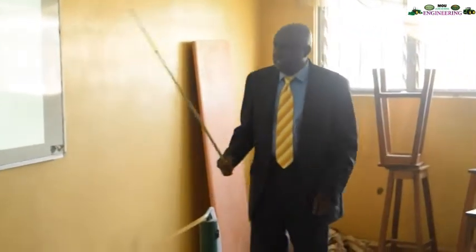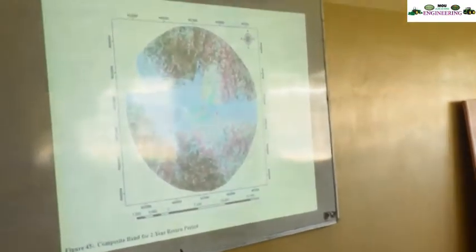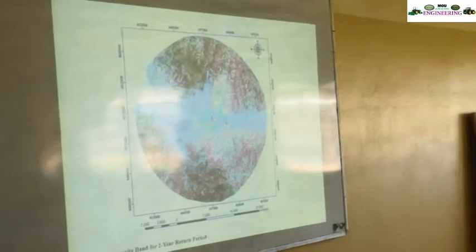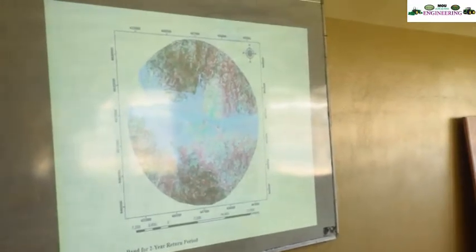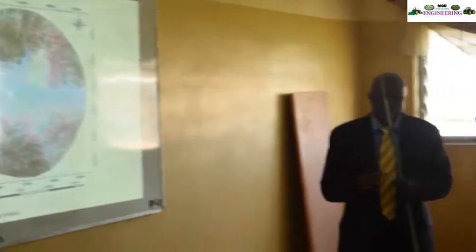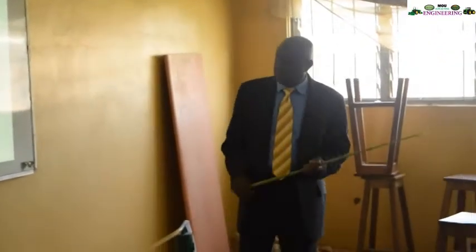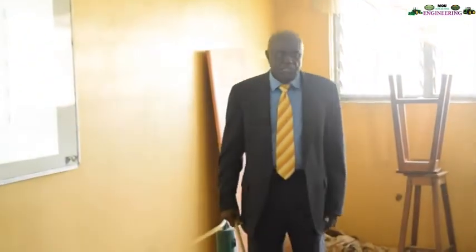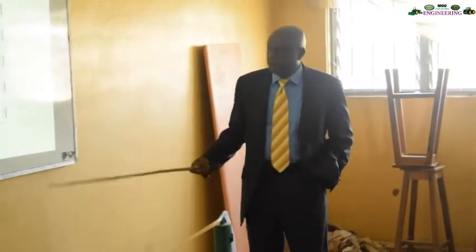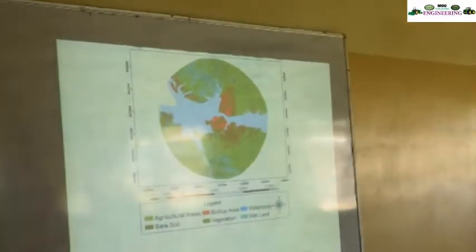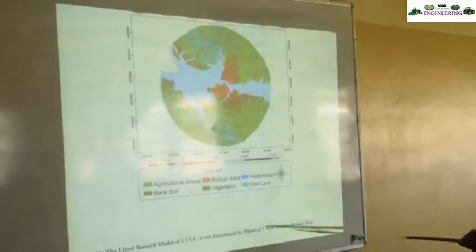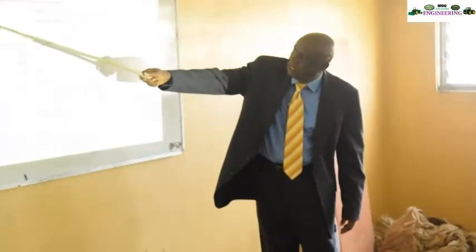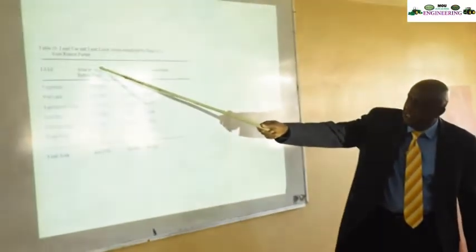What we have here is a composite band of the study area at a 2-year period. When we are talking about composite band, we are talking about the pixels that are obtained by the satellite. When you mesh them together and remove the overlaps, what you get is called a composite map. And this is the model of the areas that are affected by the 2-year flood, in square kilometers, not square meters.